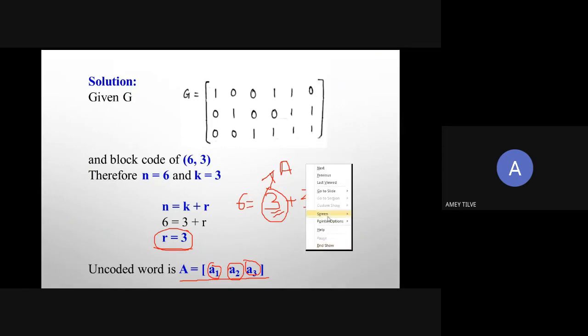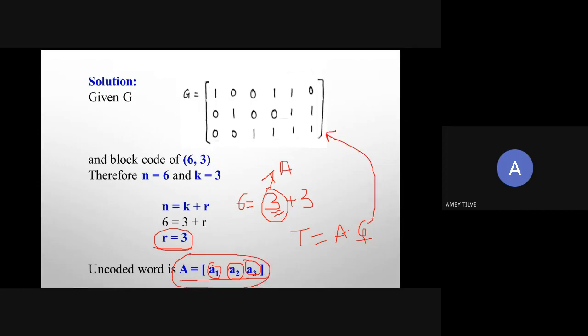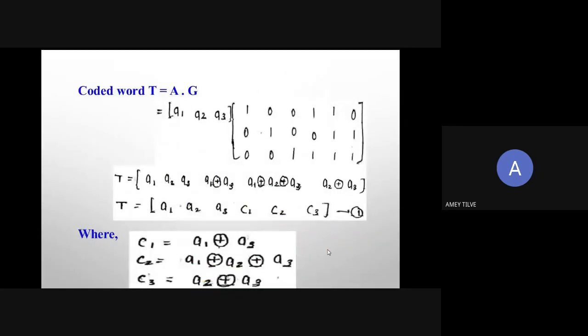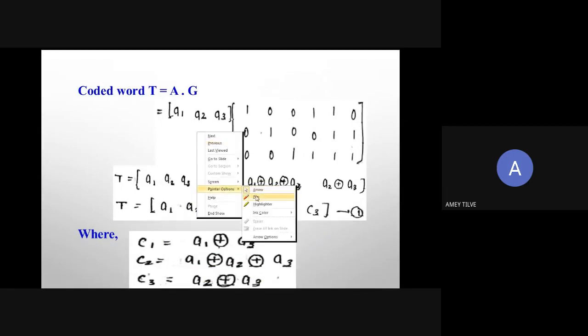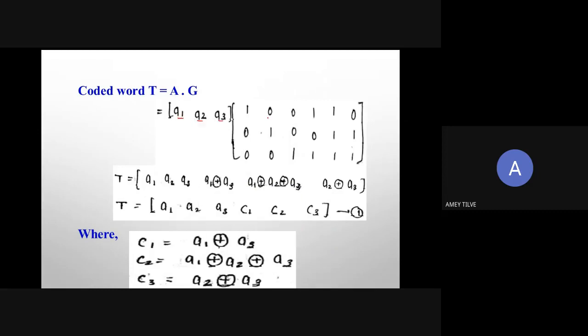So T is nothing but the total number of code words. Code words is nothing but A into G. This is the formula which I have told you: T equals A into G. A value I have assumed as A1, A2 and A3. And G value is already provided to me. So I will directly substitute in the formula T equals A into G. Code word T is A into G. A value I have taken as A1, A2, A3, and G value is already provided. I will do matrix multiplication.